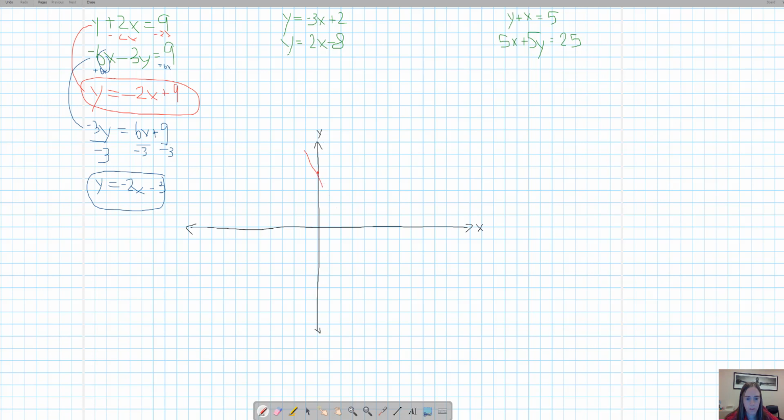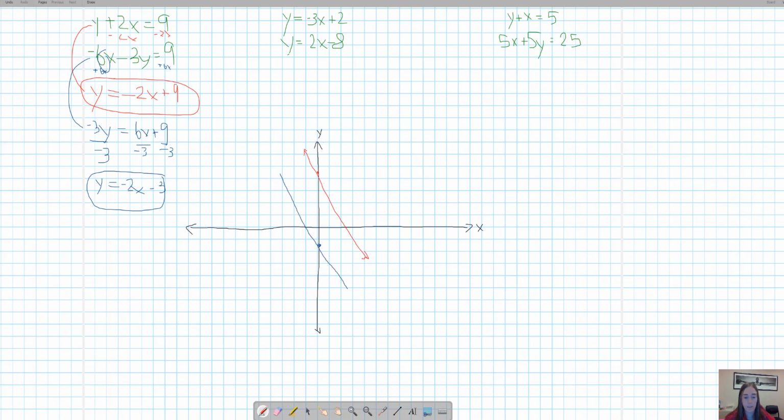Okay, oh, that's not too bad. So there's my first line. Then for my second one, I'm going to start at negative 3. So negative 3 right here. And then I go down 2 and to the right 1, down 2 and to the right 1, down 2 and to the right 1, down 2 and to the right 1. Okay, and then draw my line.